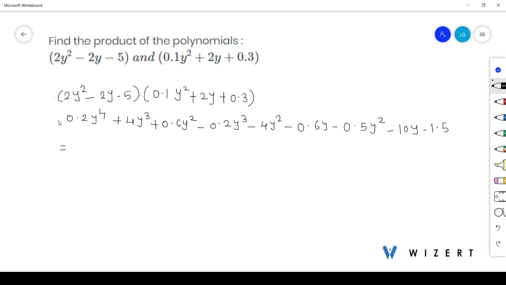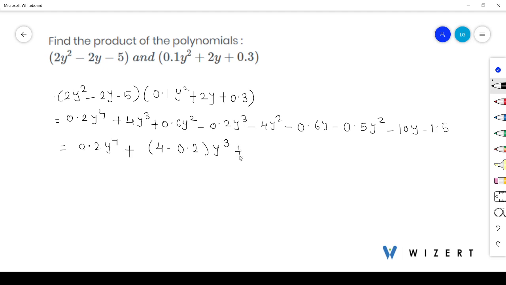So firstly take the coefficient of the highest power of y, that is y to the power 4. Here only 0.2y to the power 4 is there. Now check for the coefficient of y to the power 3. So here we can observe 4 minus 0.2 is there only for y cube.